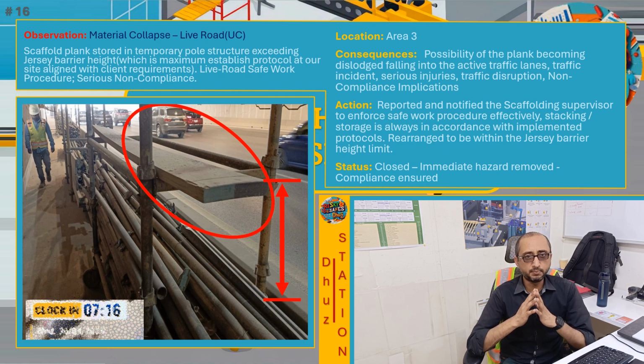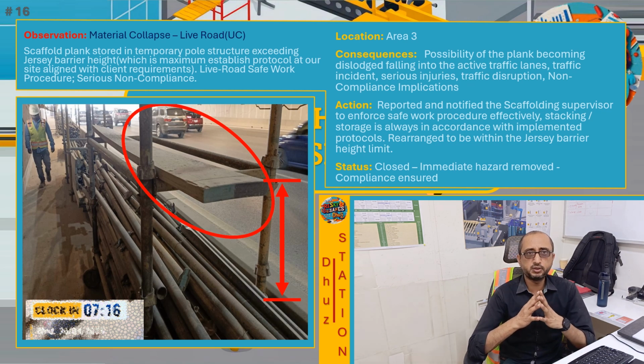As per our established and implemented live road safe work procedures, which are in alignment with the client's requirement, stacking height must not exceed the safe limits, which in this case is the height of the jersey barriers adjacently placed. So this situation is creating a material collapse hazard, live road safe work procedures violation, and non-compliance. Location is area 3. Consequences: a dislodged plank may fall into the live traffic lanes, causing traffic incidents, serious injuries, traffic disruption, and a non-compliance implication.